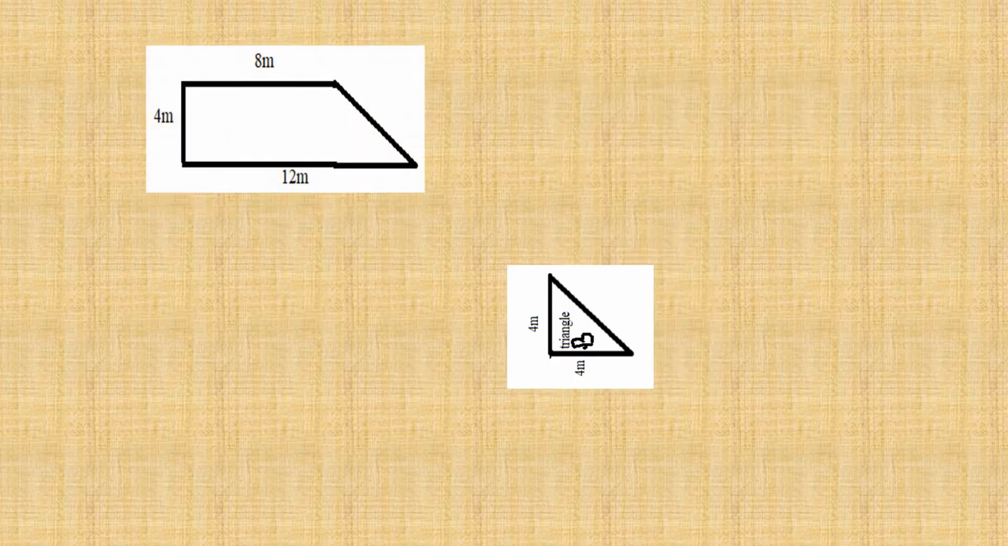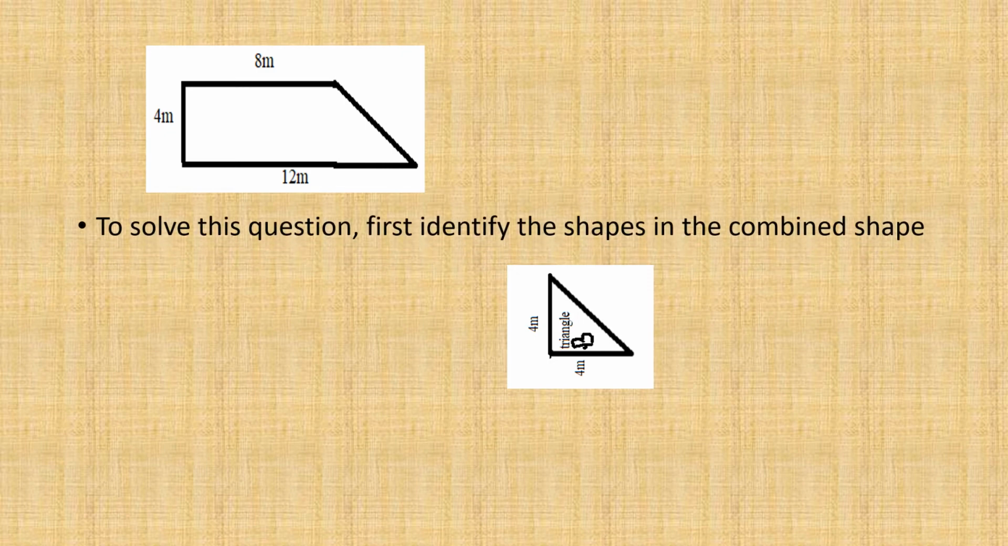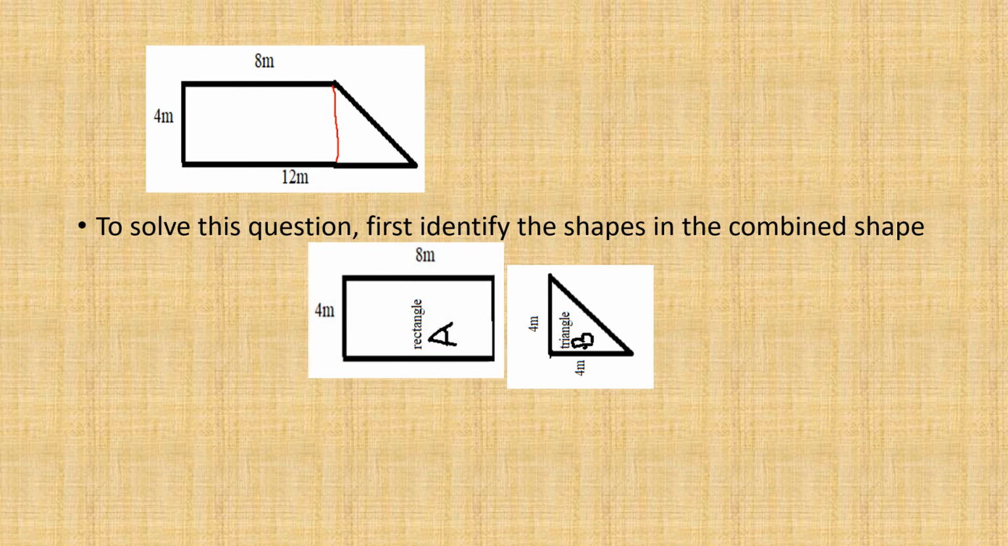In the second example, we cannot describe this as a rectangle or a triangle, but it contains both a rectangle and a triangle. Is that clear? So, to solve this, we also need to identify the shapes. If I draw a straight line here, it means it contains a rectangle and a triangle. After knowing that, we'll calculate it using the area of a rectangle and the area of a triangle.